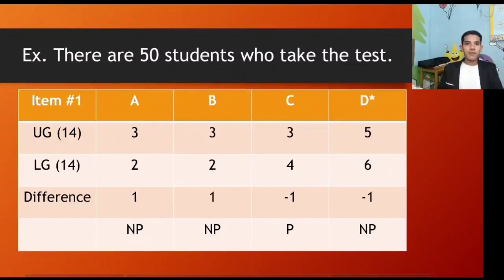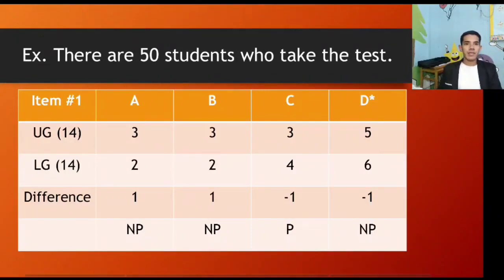So, since we have upper group and lower group, in our example, there are 3 students who answered letter A from the upper group and 2 from the lower group. In letter B, there are 3 from the upper group and 2 from the lower group. In letter C, there are 3 from the upper group and 4 from the lower group. And in our response, there are 5 students from the upper group, and in our lower group naman ay 6.